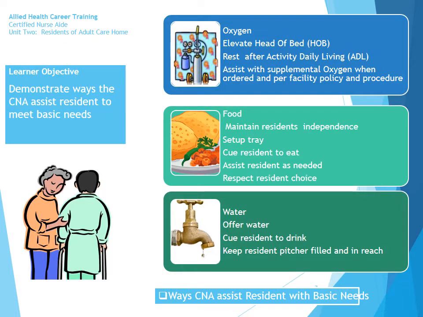So some basic needs, we're going to kind of go into a little bit more about the basic needs. So things like oxygen. Elevating the head of the bed will help somebody breathe a little bit easier. Because think about how well you breathe when you're flat on your back, if you're having difficulty. If you raise that head of the bed, that will help a little bit. Rest after activities of daily living. So any activities of daily living, these are going to be all those basics that we've talked about. And getting up out of bed, going to the bathroom, going out to meals, getting dressed for the day, all those different things. Make sure that your people have plenty of rest if they are having difficulty keeping up with the activities of daily living.